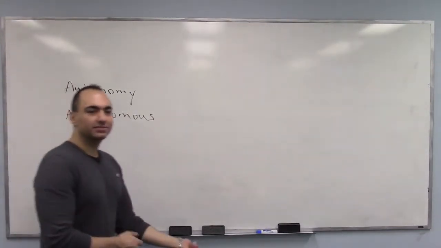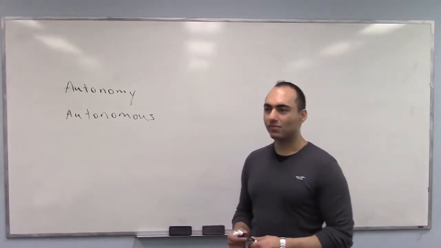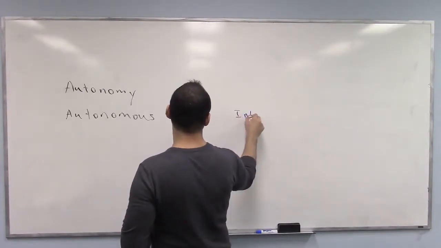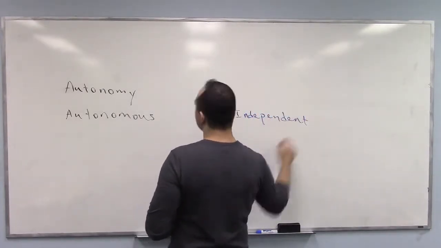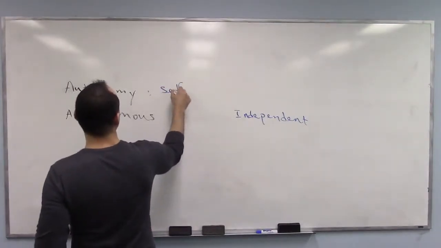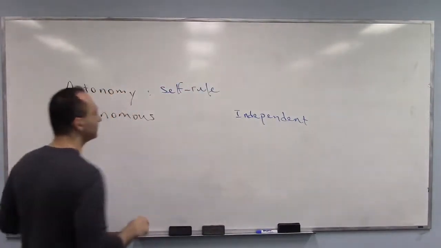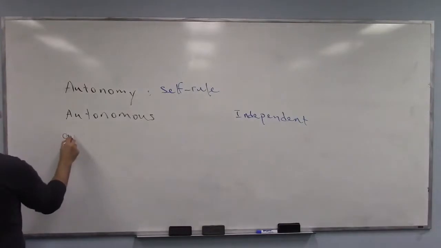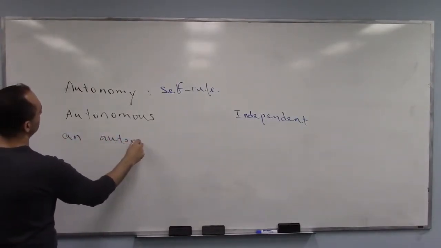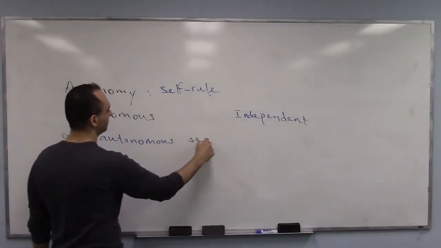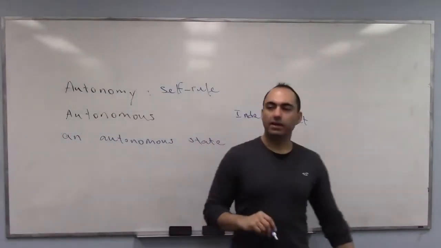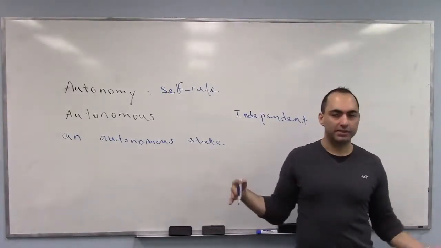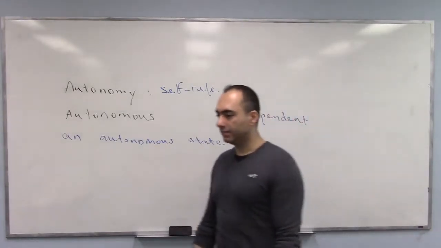If a country is autonomous, it means it is independent. But how? Autonomy is actually a matter of self-rule. An autonomous country, an autonomous state, is a state that is independent and is self-ruled and makes decisions for itself. It makes its own policies.